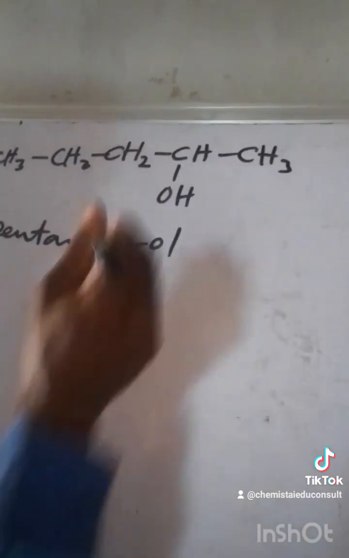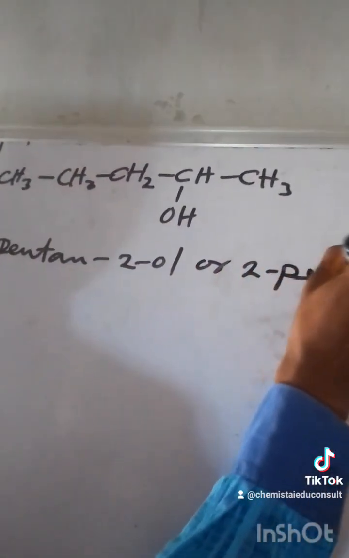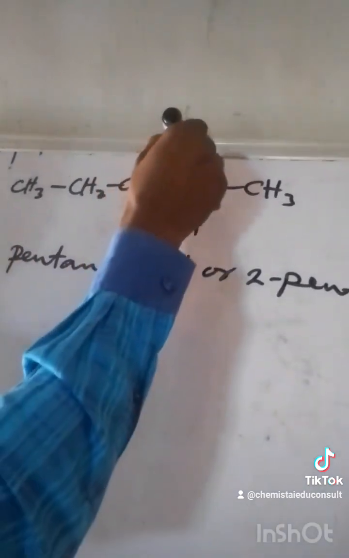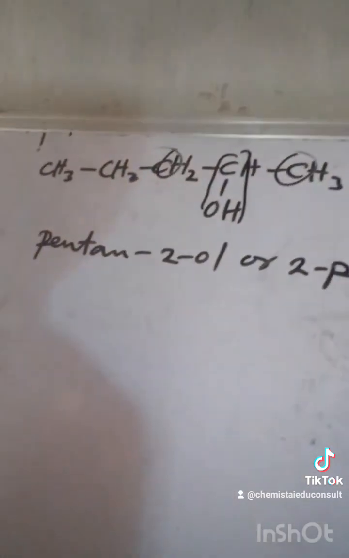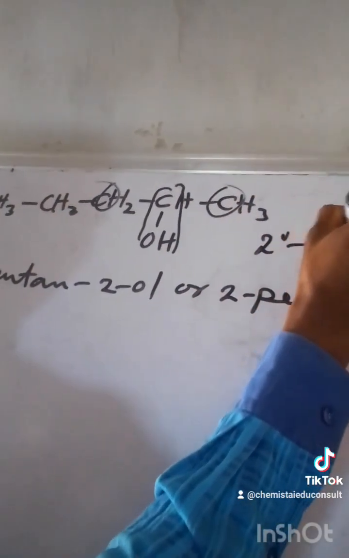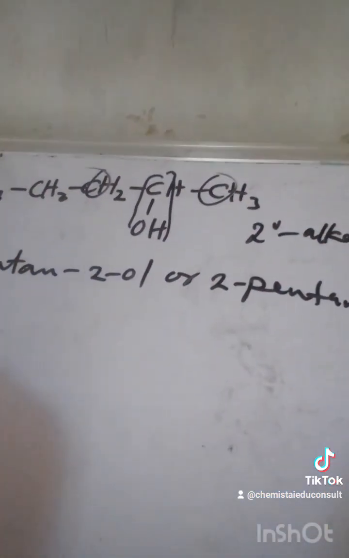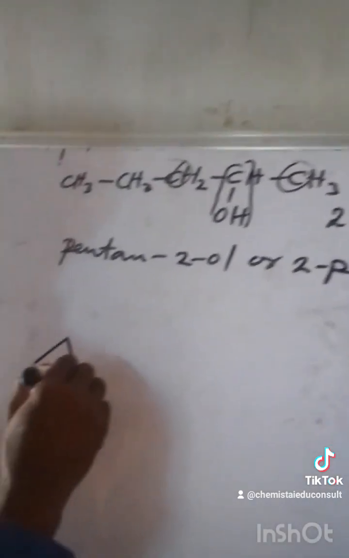Is it the same as the other one? No, it's not the same. The other one is butan-2-ol. This is pentan-2-ol or 2-pentanol. Just you target the carbinol carbon. It's bonded to 2 different carbon atoms. So this is secondary alkanol.